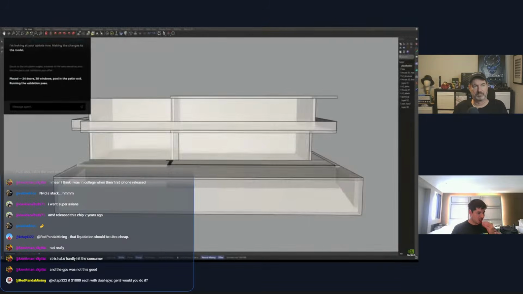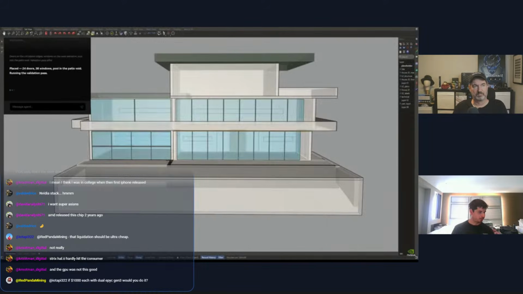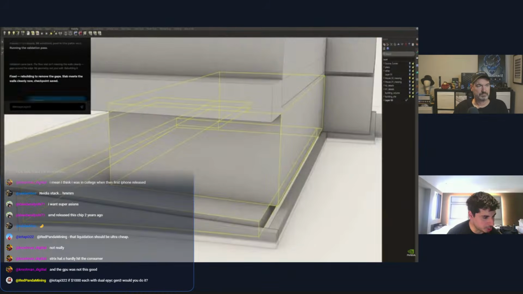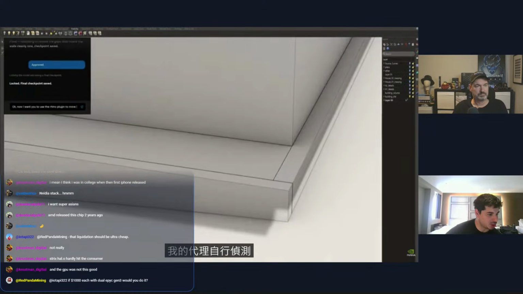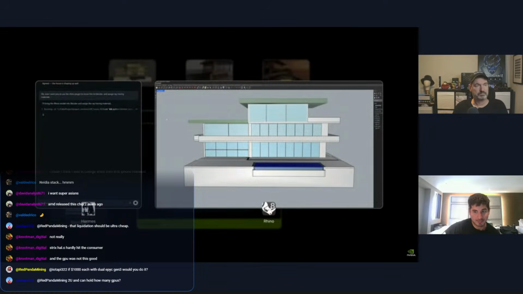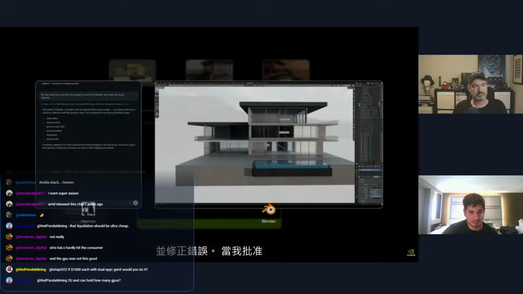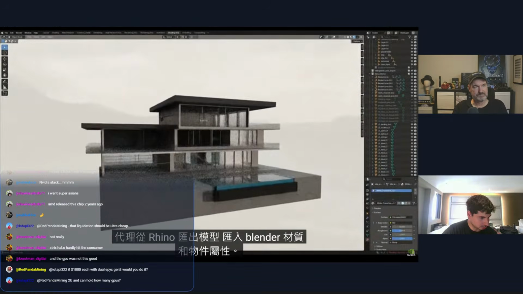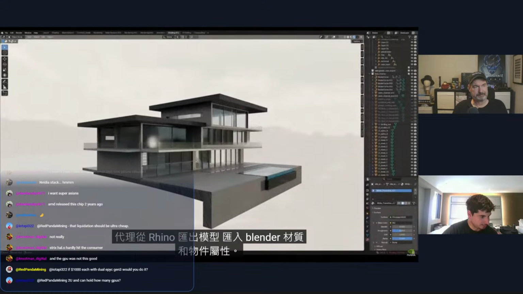Doors, windows, and structural elements are placed automatically. My agent detects its own mistakes. I think it's important that he admitted that you have to jump in and fix it. When I approve, the agent exports the model from Rhino into Blender. Materials and object properties transfer with the design context intact.